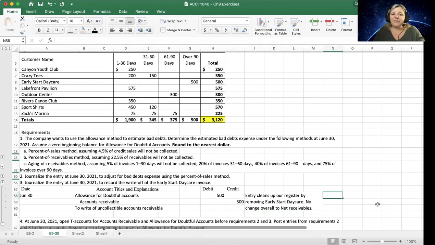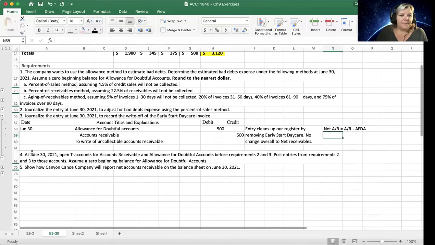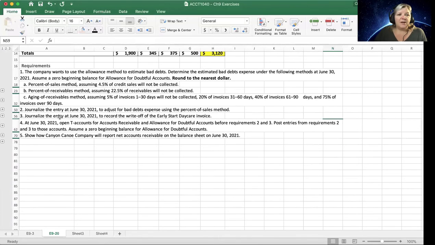Remember, net receivables, or net AR, equals accounts receivable minus allowance for doubtful accounts. So if I'm taking receivables and lowering it, but I'm also taking allowance for doubtful accounts and lowering it, the net receivable doesn't change. Okay, so that's how we do a write-off, which takes care of requirement number 3.